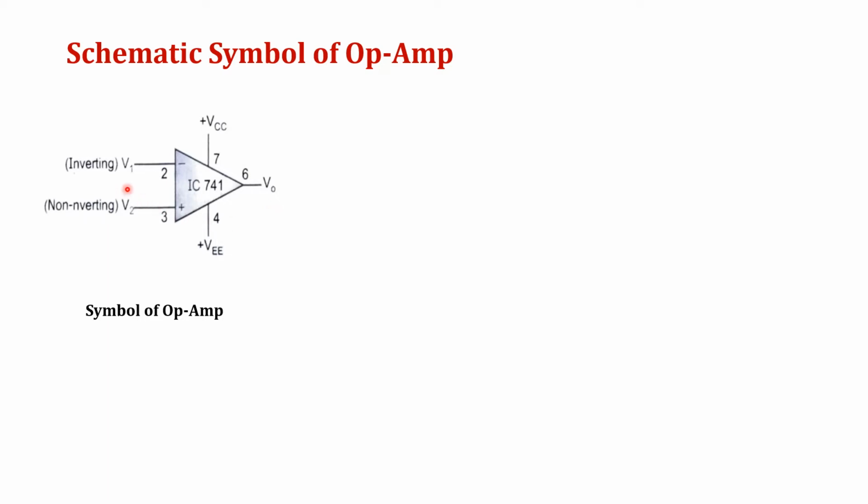In that, V1 is the inverting input and it is shown negative since input voltage V1 and V0 are out of phase, while another input V2 is shown positive and it is non-inverting since V2 and V0 are in phase.